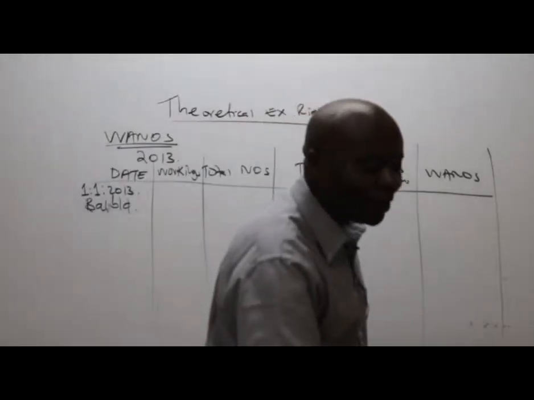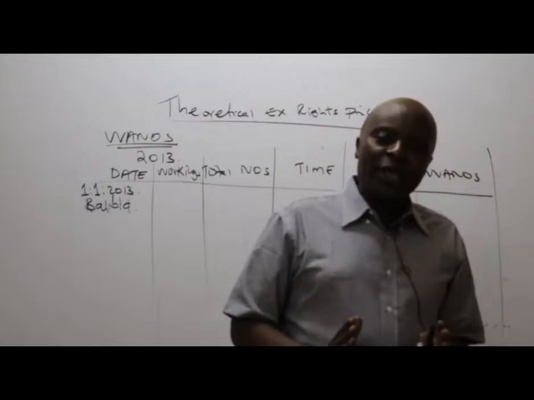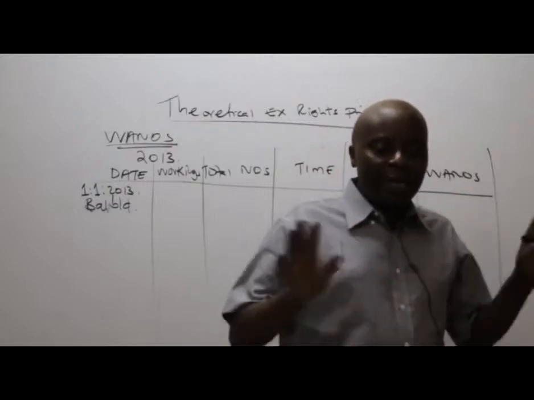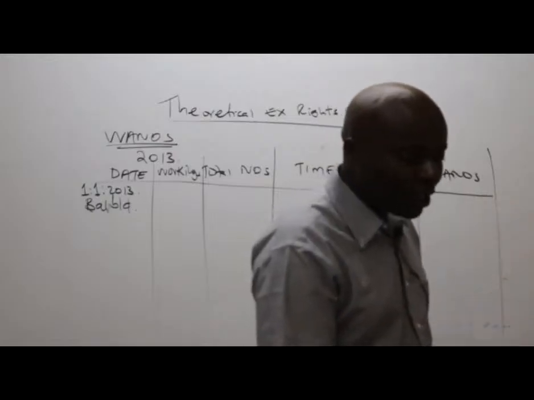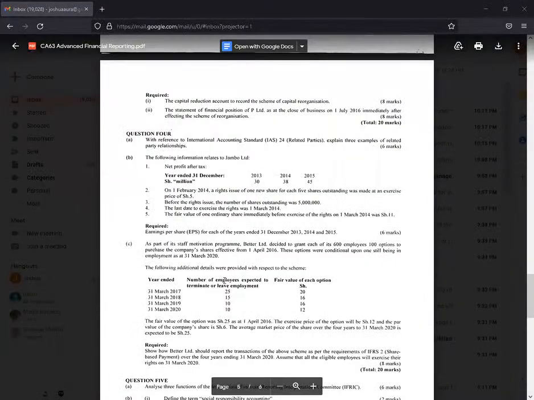Remember, do not start looking for preference shares here. This is about one-os. This is about the number of ordinary shares. We don't capture any other shares here, only the number of ordinary shares. So 2013, ladies and gentlemen, this is what we have. You can see the year is ending 31st December.